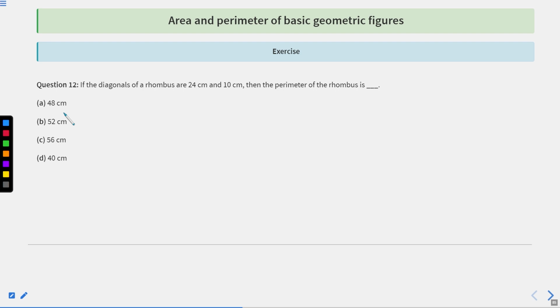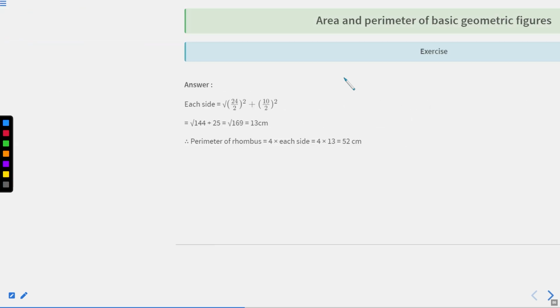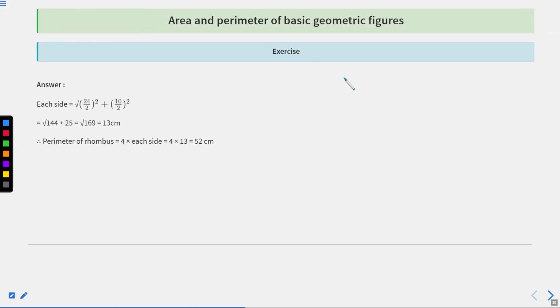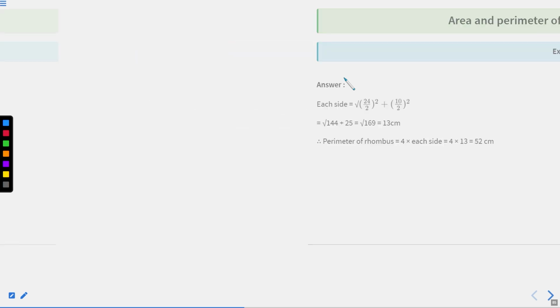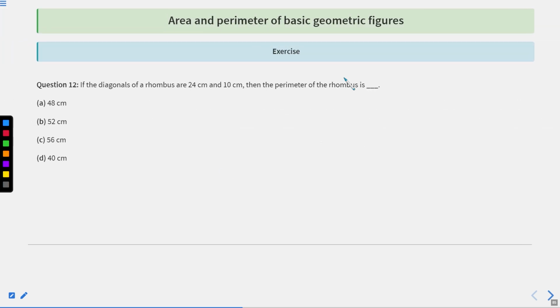Now let us see question number 12. If the diagonals of a rhombus are 24 centimeter and 10 centimeter, then the perimeter of the rhombus is. So a rhombus is given to us and lengths of diagonal is known to us. We are interested in finding the perimeter of the rhombus. In the previous question only, we discussed the area of rhombus, and this question is based on perimeter of rhombus.